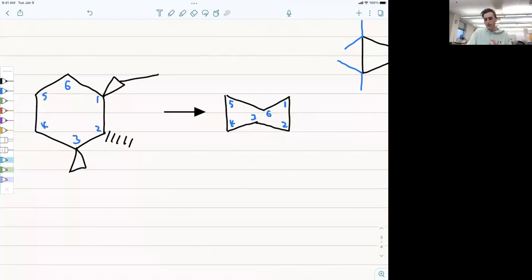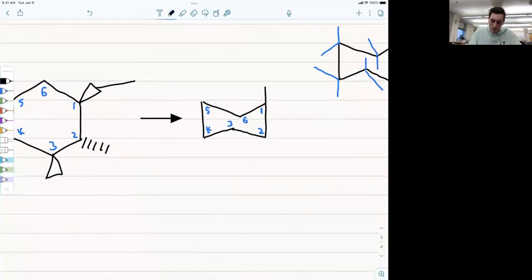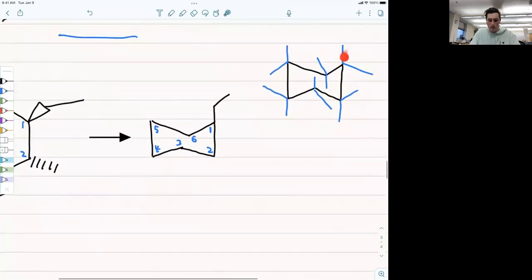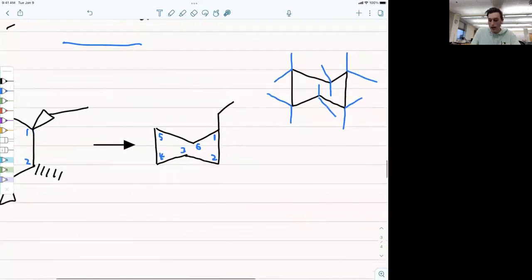So we're going to ignore what I said a second ago, but we'll start by putting this on the number 1 carbon. On here, it's going to go up and to the side. It has to be axial here, because up has to be axial in this position. So if I want to put my number 1 in the up position, it has to be axial. That's just how a chair conformation works.